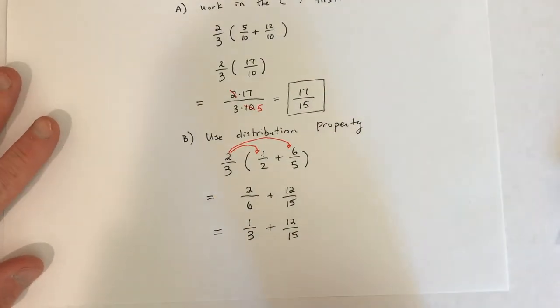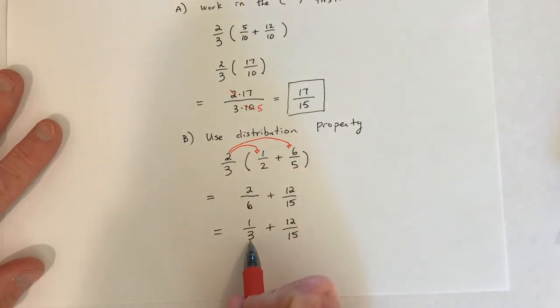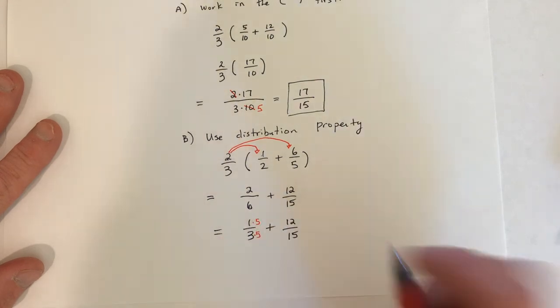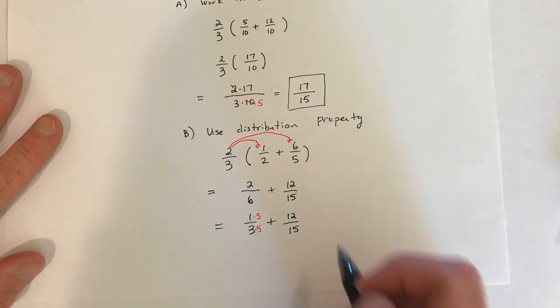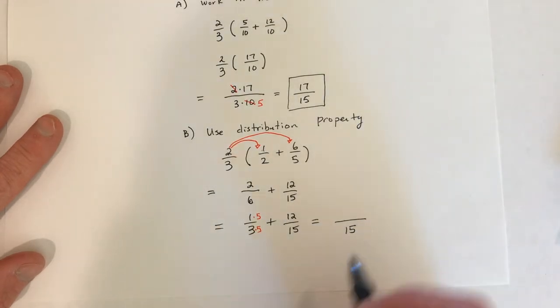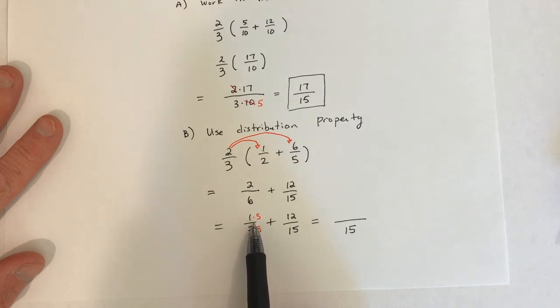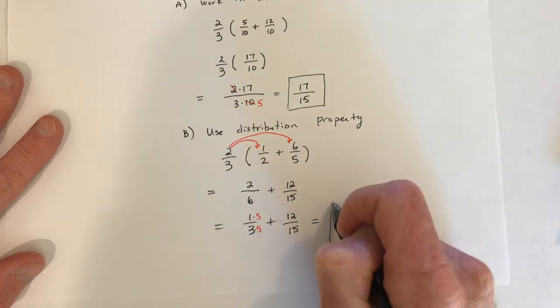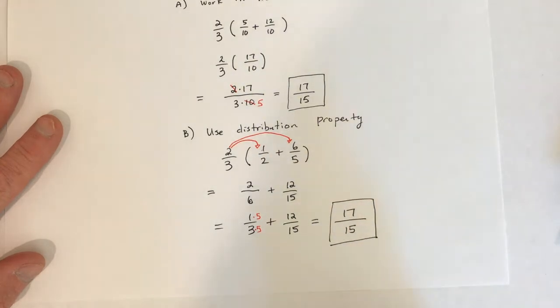Then change the common denominator to be 15. So for this, multiply on the top and the bottom by 5. And then it's got a common denominator of 15. And for the numerator, this would be 5 plus 12 is 17. So a different way to do it, but we get the same answer.